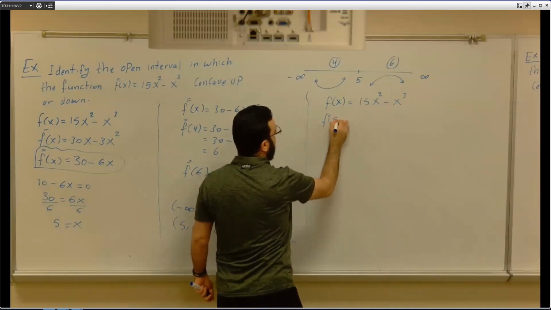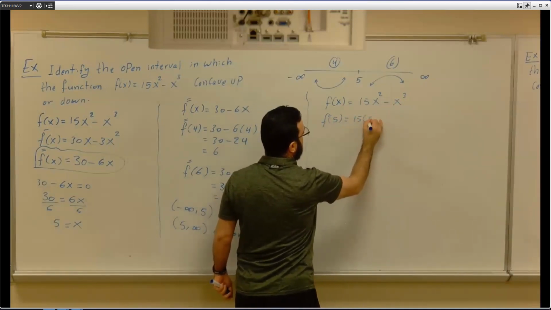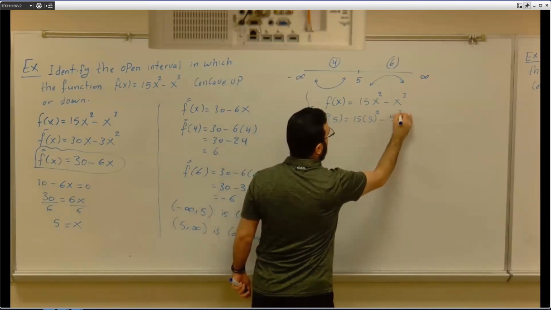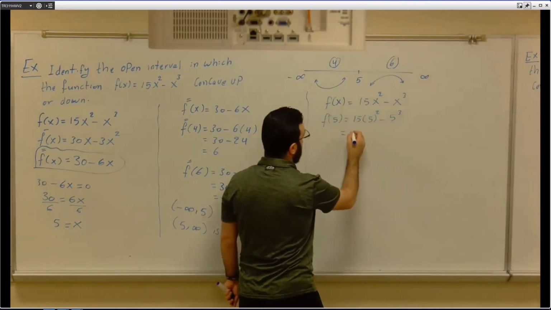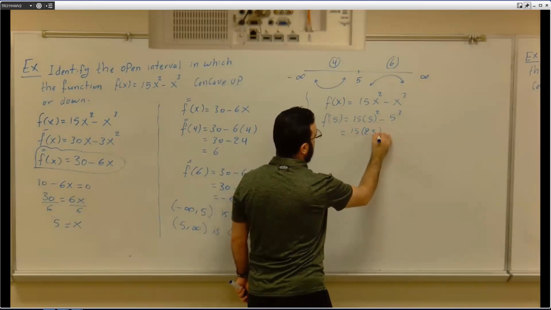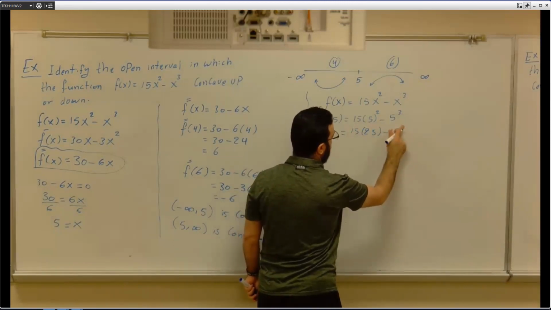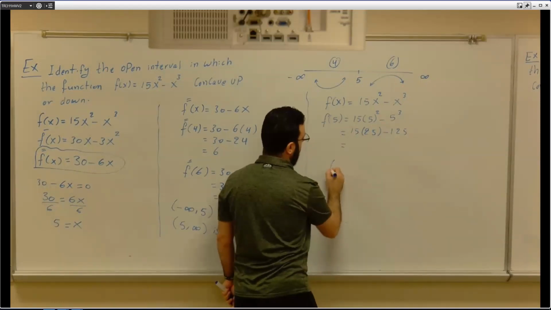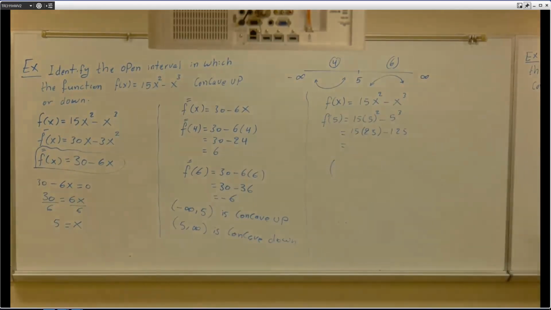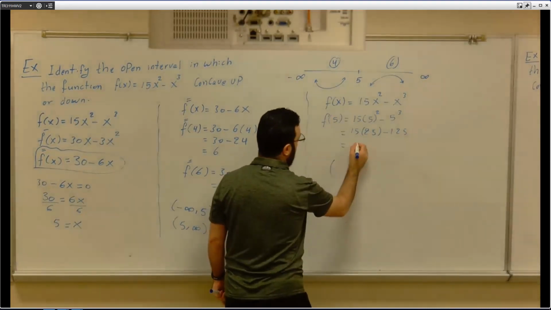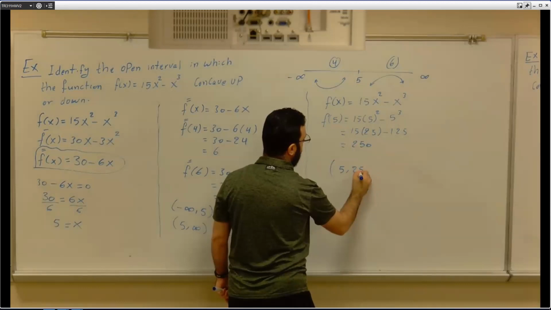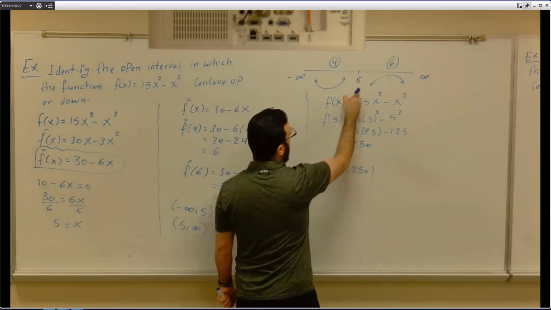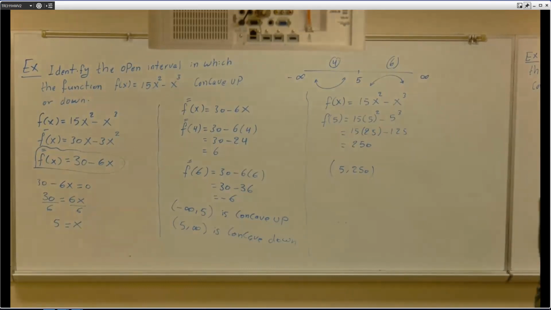So f of 5 is going to be 15 times 5 squared minus 5 cubed. That's 15 times 25 minus 125, which is 375 minus 125, so 250, which is going to be the y coordinate. So the point is going to be (5, 250), which is the inflection point, where the function changes concavity.